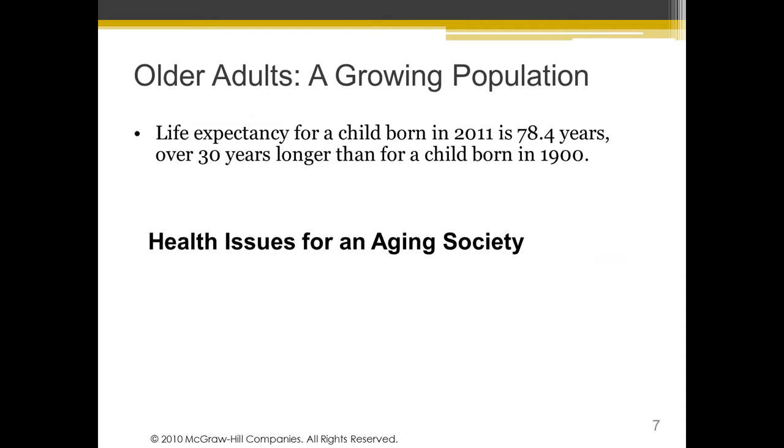Today, there are about 39.6 million people aged 65 and older, making up 12% of the population. So that's a pretty large hunk. By 2030, the older population is expected to be twice as large as in 2008, growing to 72.1 million and representing 19.3% of the population. So with this growing older population, I want you to think, what are health issues that we might come across for the aging society?